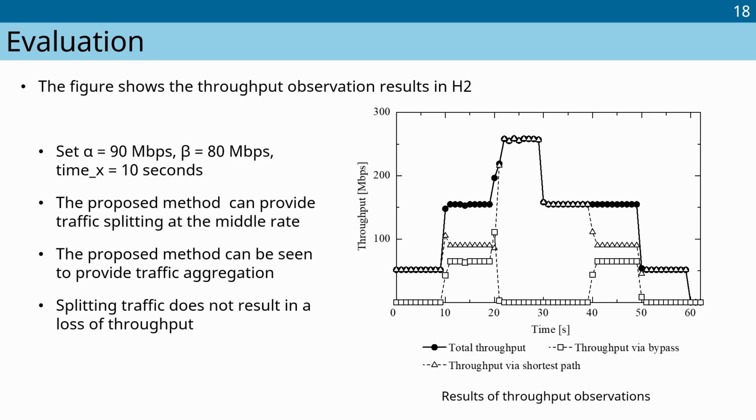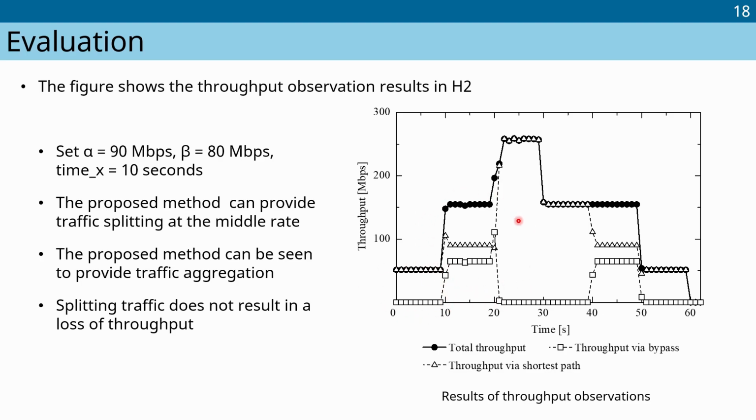This figure shows the throughput in the shortest path and the bypass, and the total throughput at H2. In this experiment, alpha is 90 megabits per second, beta is 80 megabits per second, and time x is 10 seconds. At first, H1 sends a 50 megabits per second UDP traffic flow to H2 for 10 seconds. This figure shows that the traffic only goes through the shortest path for this interval.